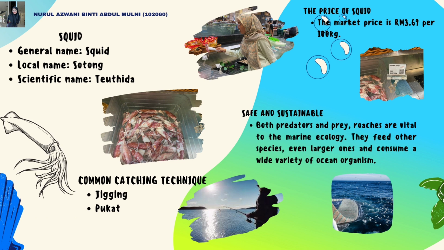While the scientific name is Teuthida, this squid can also be found in nearshore water of the Gulf of Mine during summer. There are a few methods for catching squid, by using jigging and pokat. Other than that, the price of these squids I found at Aeon Mall is 3 ringgit and 69 cents for 100 gram. However, this can change according to the type, size, and weight of squid.